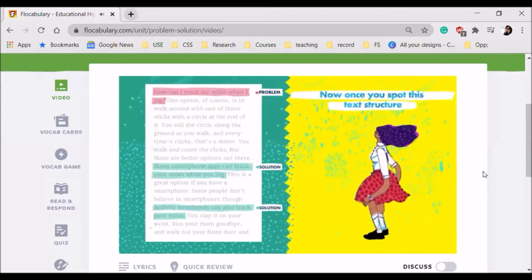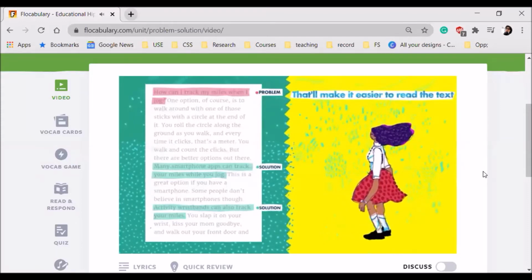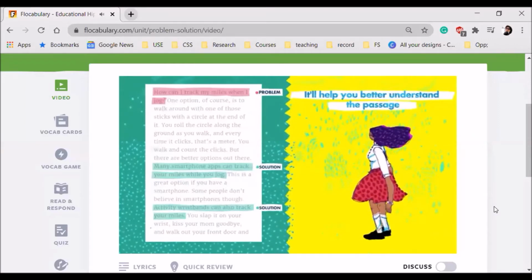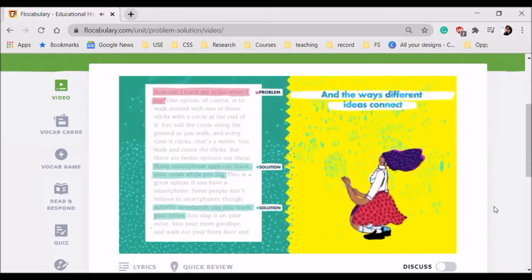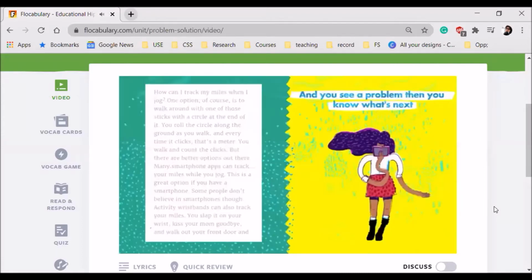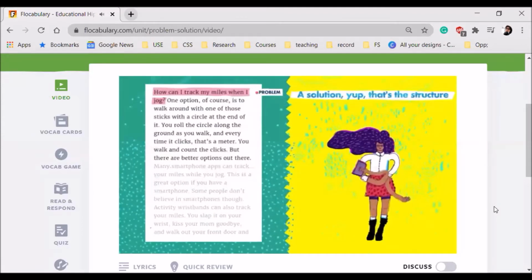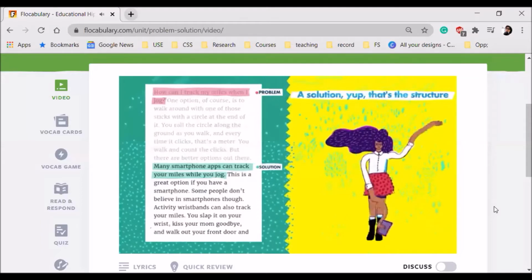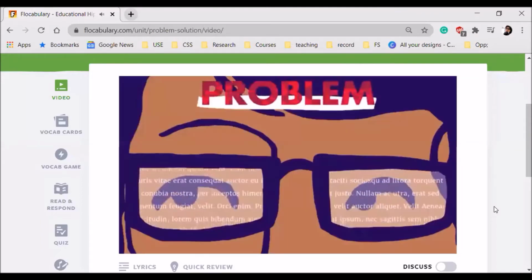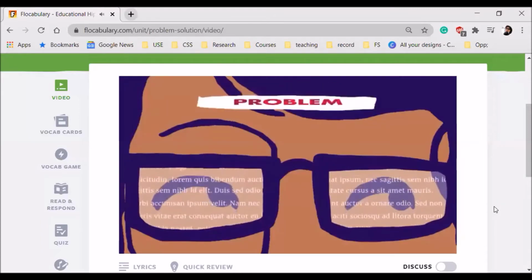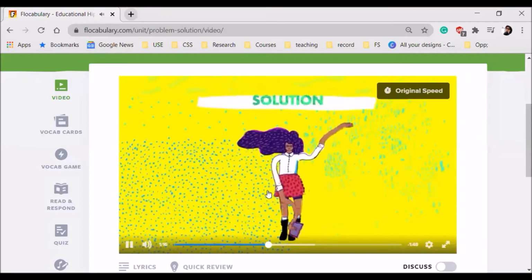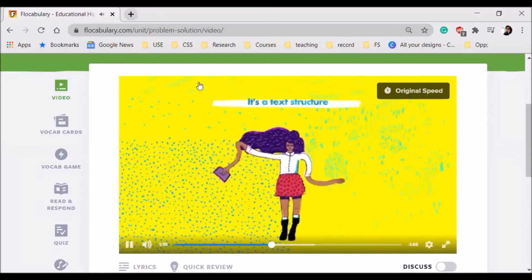Now, once you spot this text structure, that'll make it easier to read the text. It'll help you better understand the passage and the ways different ideas connect. When you're reading through a text and you see a problem, then you know what's next. A solution. Yup, that's the structure, so look for it and you know what the author is up to. Problem. Solution. It's a text structure.